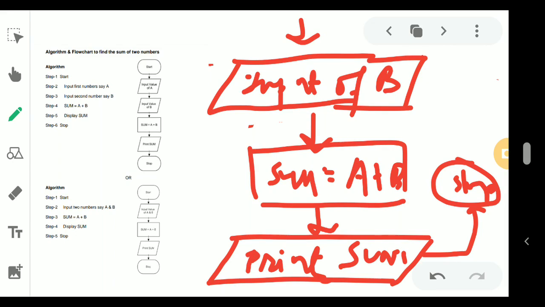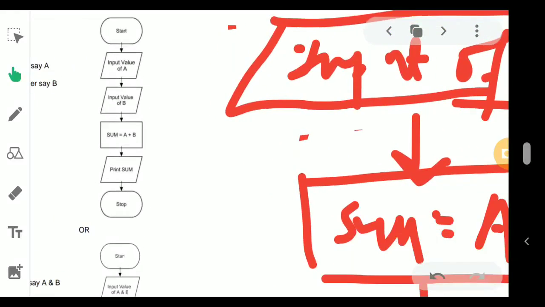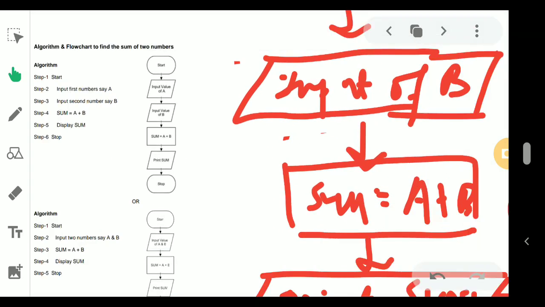Or there is another option. How can we do it? First see this one. I am zooming a bit. Here we have start, and then input the value of a. The next step is a parallelogram, input the value of b. Then after taking the input, we add the values, then print the sum, and then stop. In this format, I am taking the input as in the algorithm we have written.